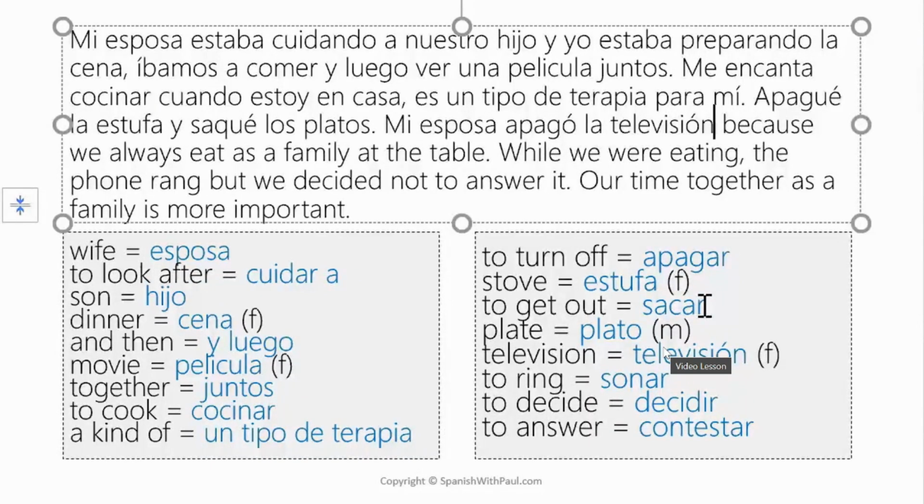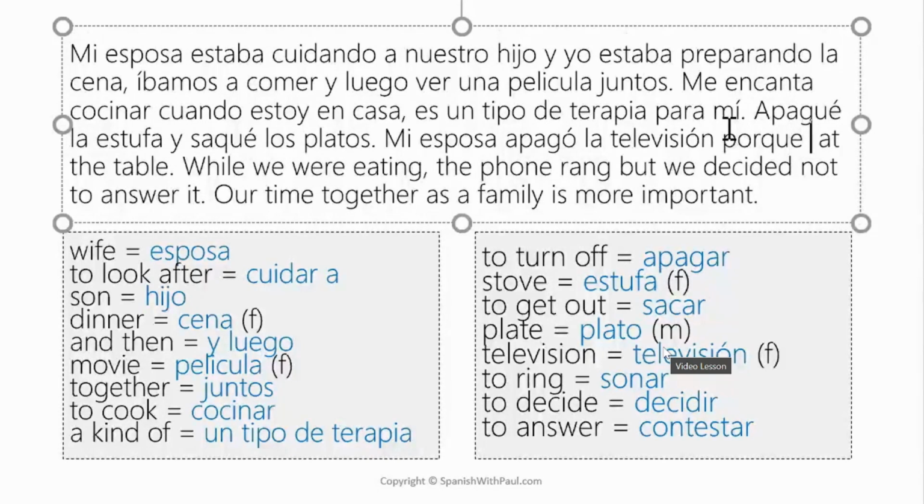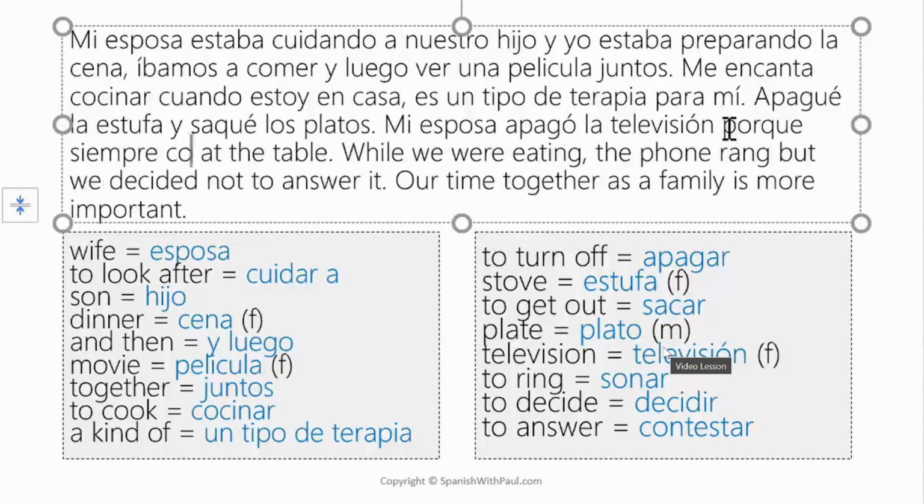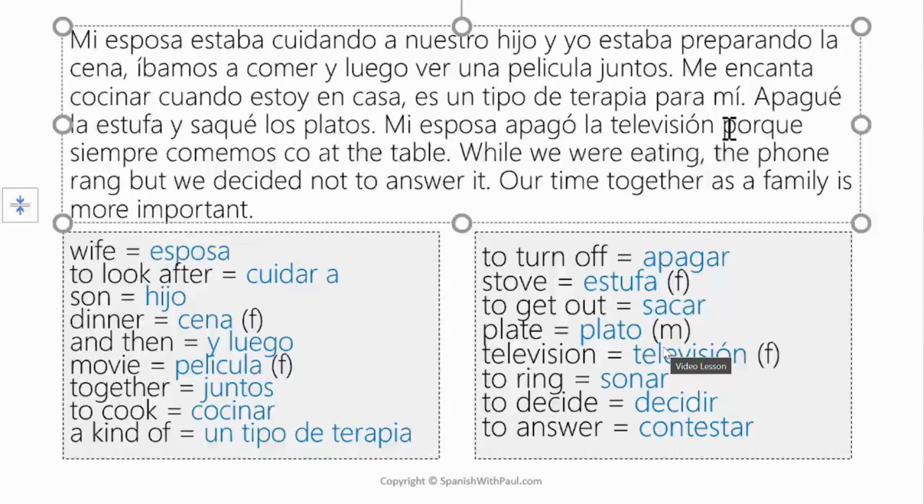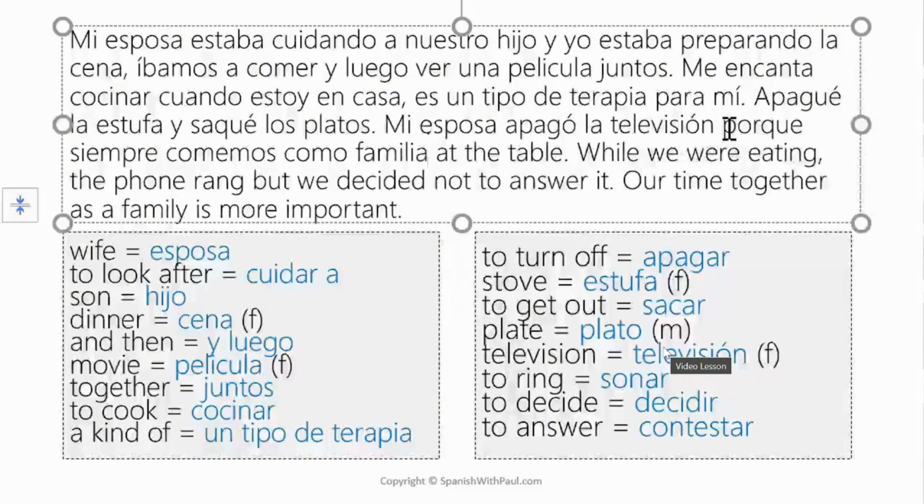Because we always eat as a family. The only thing to watch out here for is that they wouldn't necessarily say como una familia. More commonly, you'll hear simply como familia. So let's put all that in. So, porque, siempre, we always. Now to eat, comer, so comemos, present tense, como familia. At the table, again, look at this at. It's going to be in the table, en la mesa.